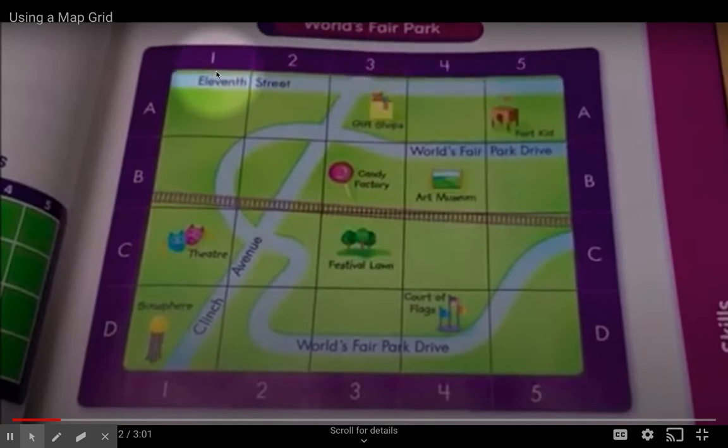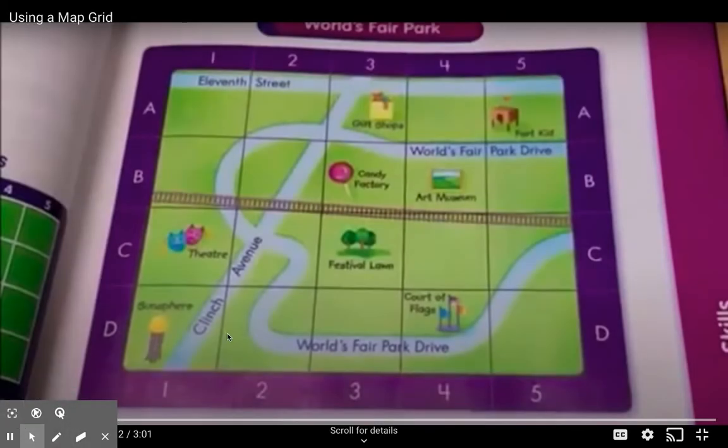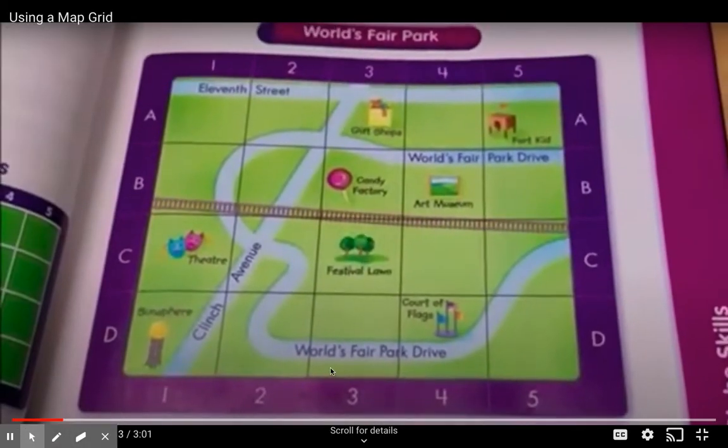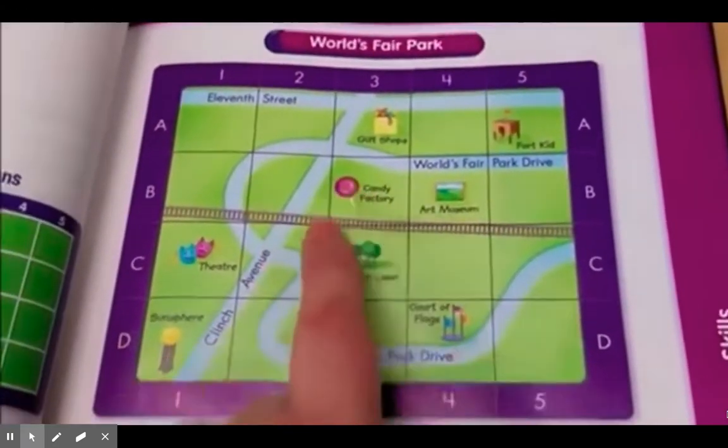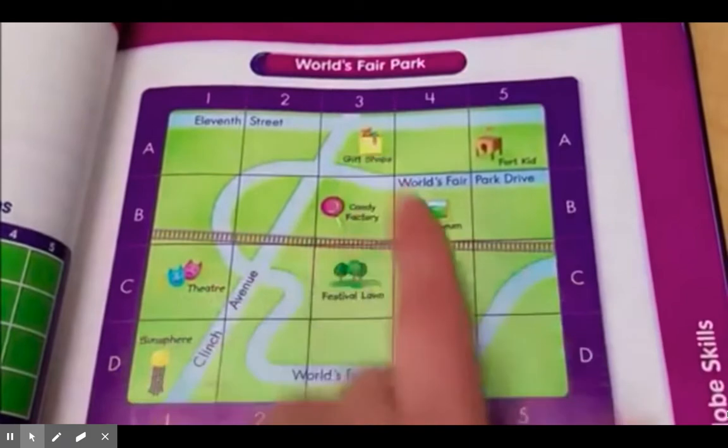Some of the map grids can have their letters up at the top and have their numbers going down the side. Let's continue to watch this video and see how we can use a map grid. Just like a regular road map, it has different things on the map and each of them are labeled. There are also roads that are labeled.